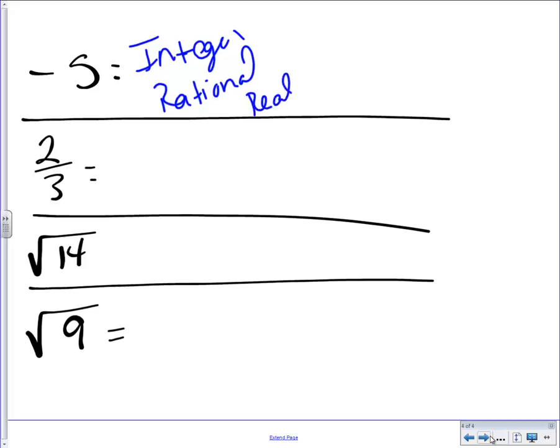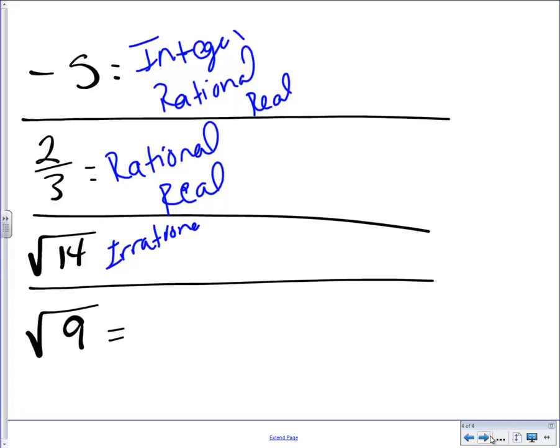So you're going to have to be able to not only know the definitions, but to apply them. I'm not going to ask you to write the definition of an integer, but you're going to have to, by definition, know that these numbers fall into those categories. So 2/3 is going to be rational, and it's also a real number. The square root of 14 is not a pretty number, right? So that makes it irrational. And it makes it real.